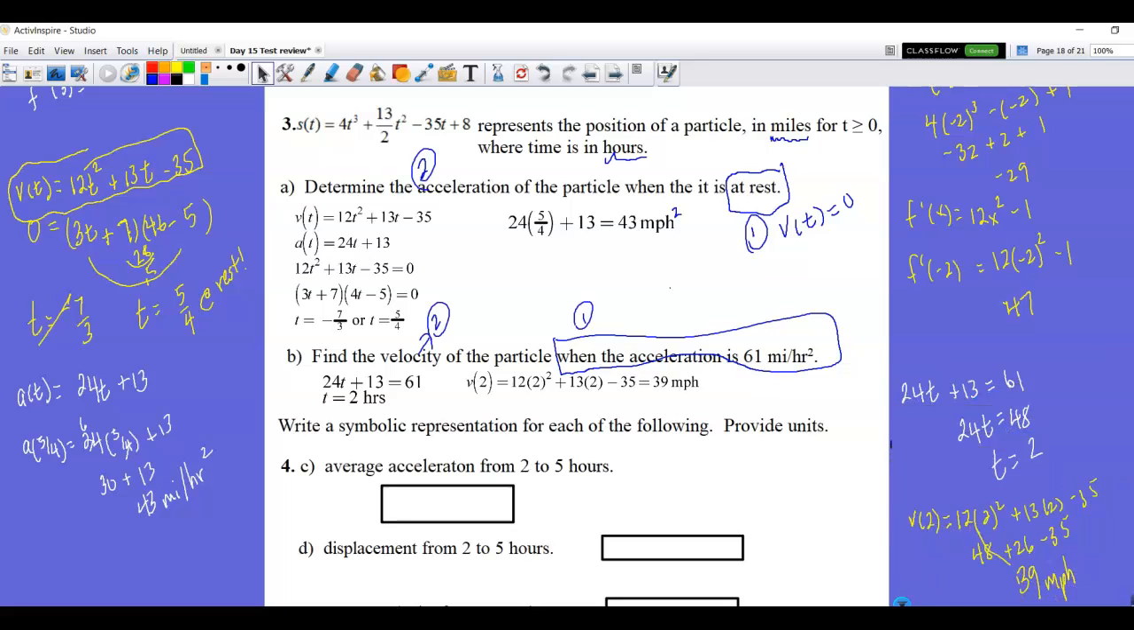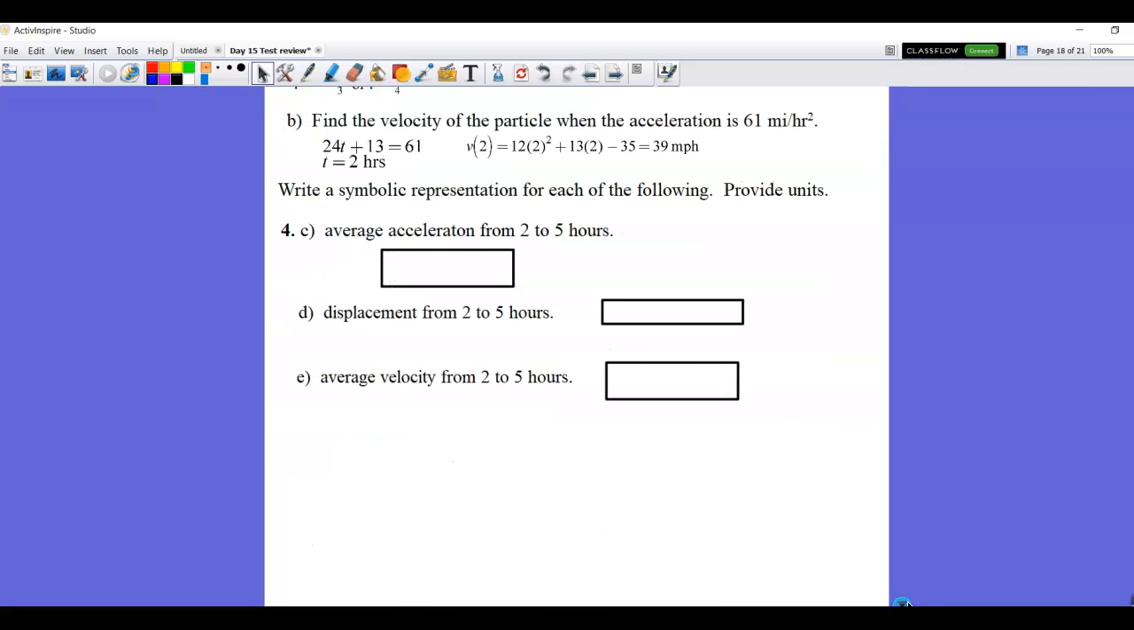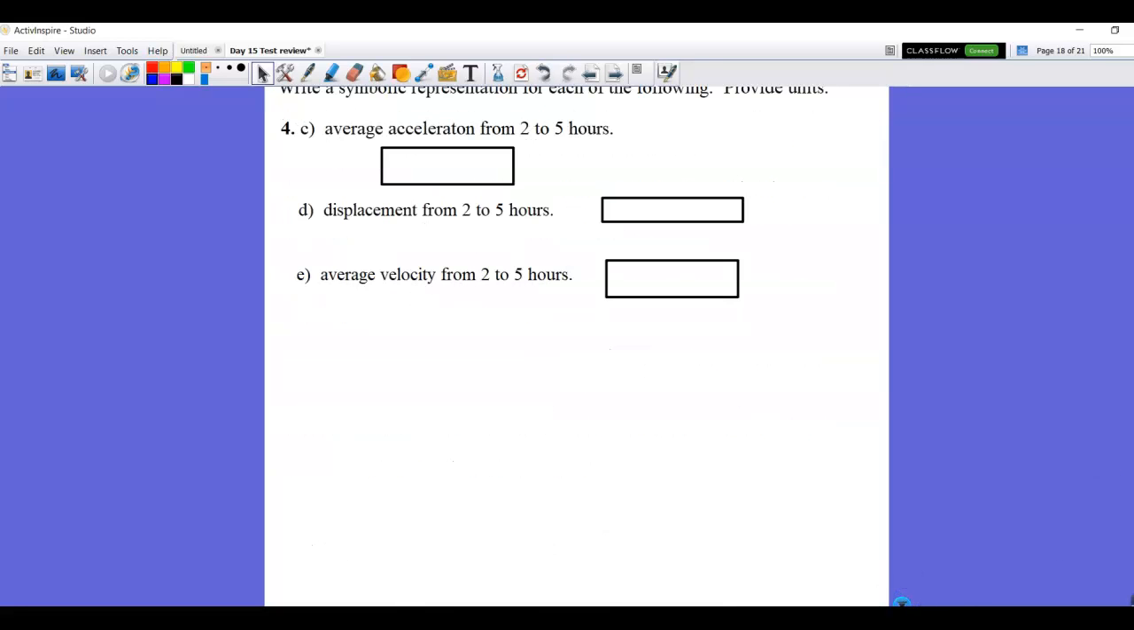So you can see this work posted in our shared Google folder, but I wanted you to be able to see the explanations of what's going on. So I'm going to clear the screen and start with number 4. So let me slide this down just a little bit. All right, so number 4.